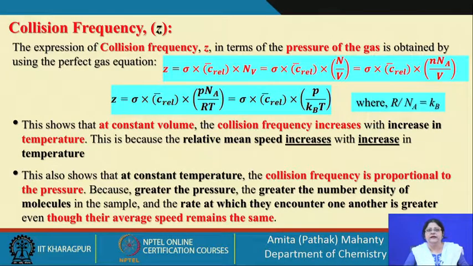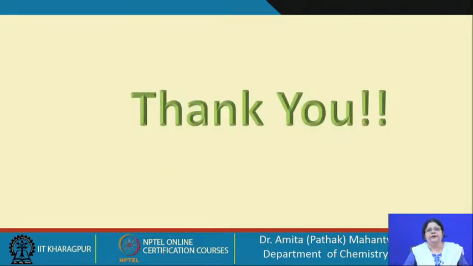If the number density increases, the pressure will increase, and if the number is increasing, they are more likely to collide. So, the frequency of collision will increase. The rate at which they encounter one another is going to be greater if you are increasing the pressure, and that means the number density, though their average speed remains the same, because we have held temperature constant. So, the average speed of approach remains the same, but the rate at which they encounter or strike each other, that means the collision frequency, increases if you are increasing the pressure. Okay? Thank you.